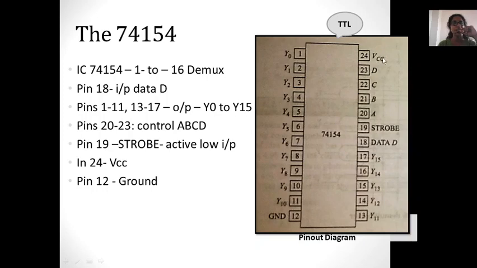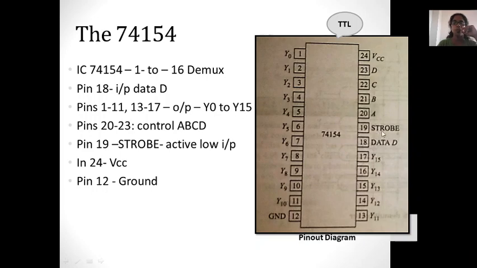What is this VCC? It is the collector controlling voltage. That is our external battery's positive terminal. So 24 is VCC, and ground is 12, which means it is the negative terminal of our external battery. Ground is 12. And what else?